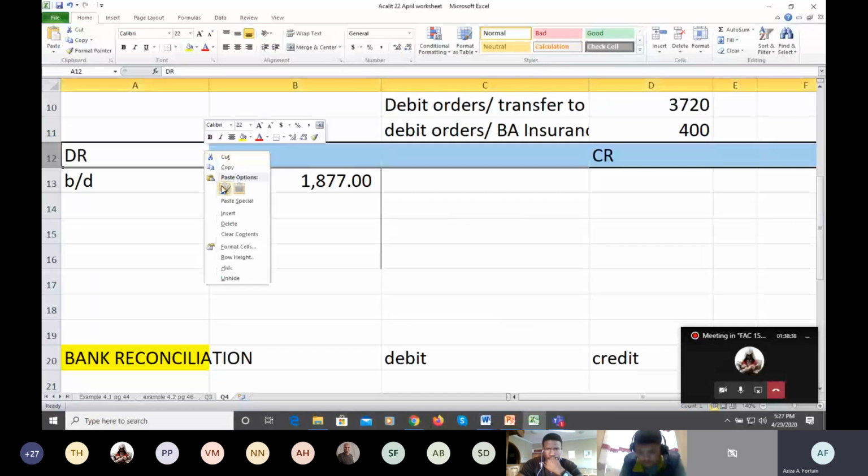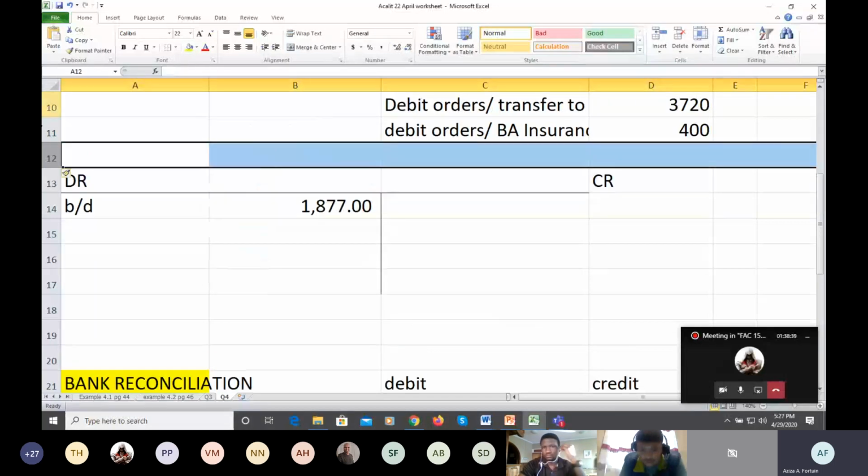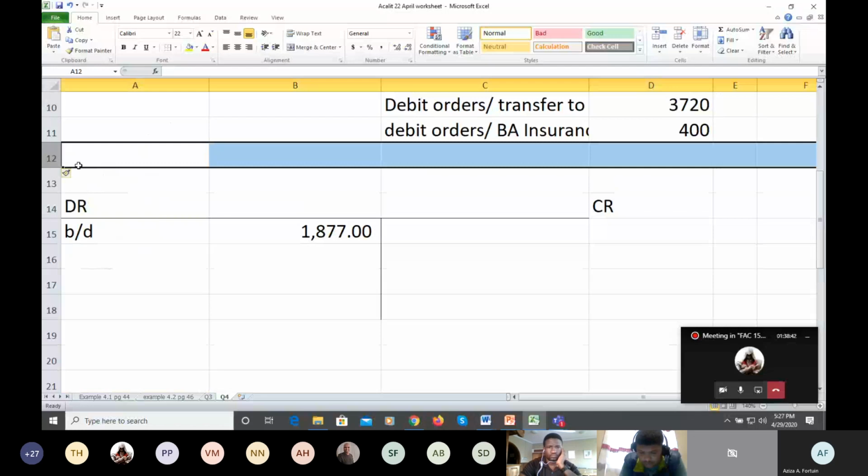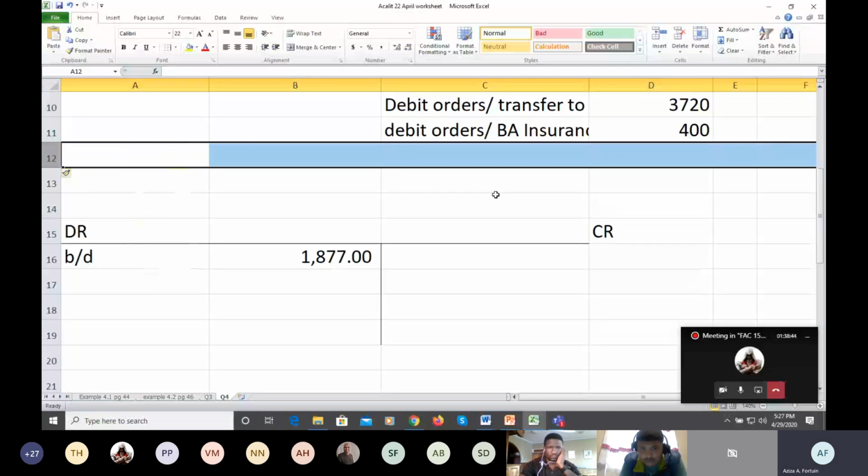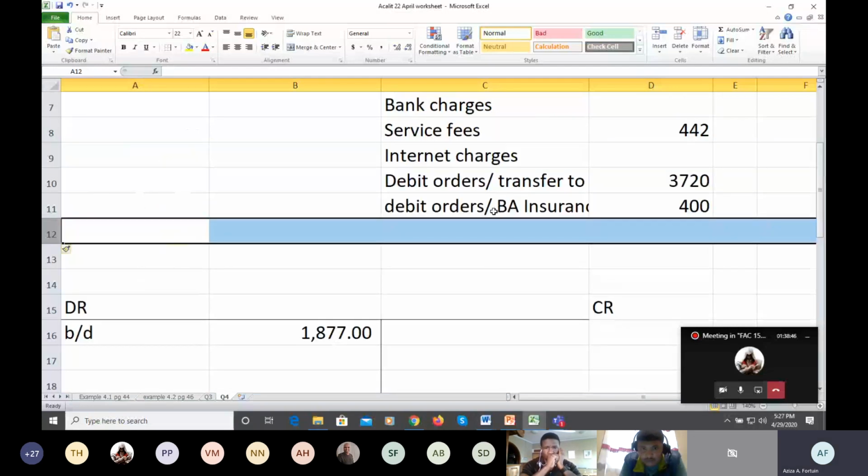Add another line. Make sure that when you're writing, I'm not typing. So make sure when you're writing that you have enough spaces, but okay, they give you a template. So that's okay.